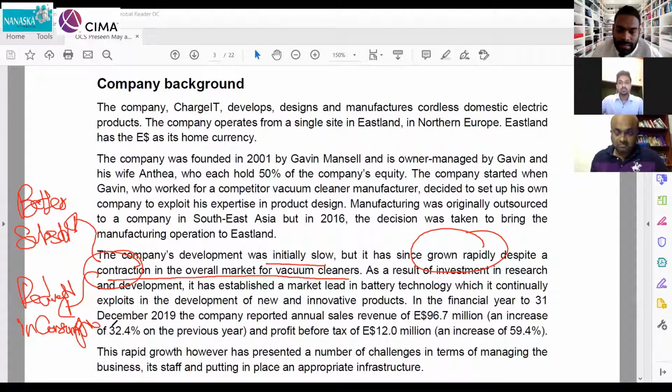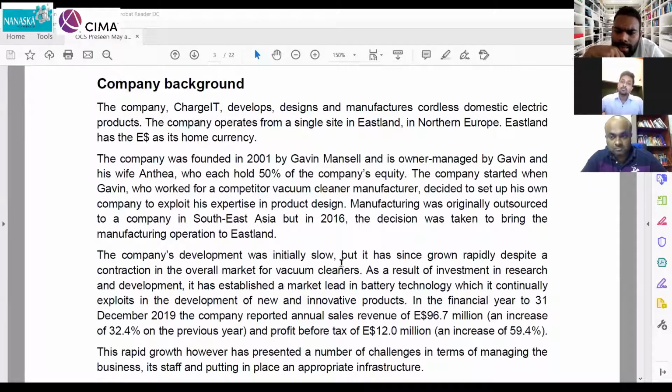But that being said, if you really analyze the financial statements, you would see there is a drastic, substantial increase in the profits. Chandu, what do you think about that? Looking at the numbers, it's interesting, simply because it says the sales revenue has increased by 32.4%. Profit before tax has increased by 59.4%.